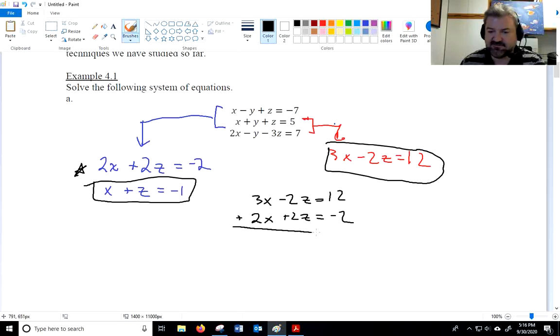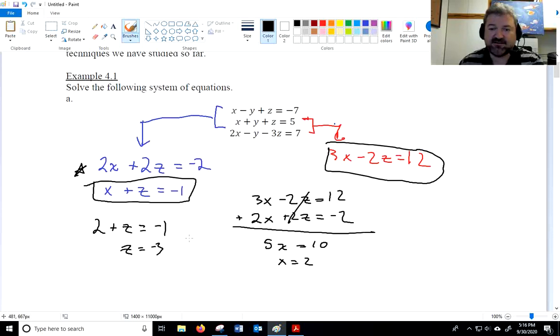Now I'll add these two equations together and the z's will cancel and I get 5x equals 10, which tells me that x is 2. Now I know what x is. Let's go find what z is. I can use any one of these equations, including this simplified one. So I'll use this simplified one. I just need an equation from my two xz equations. And I get z equals negative 3.